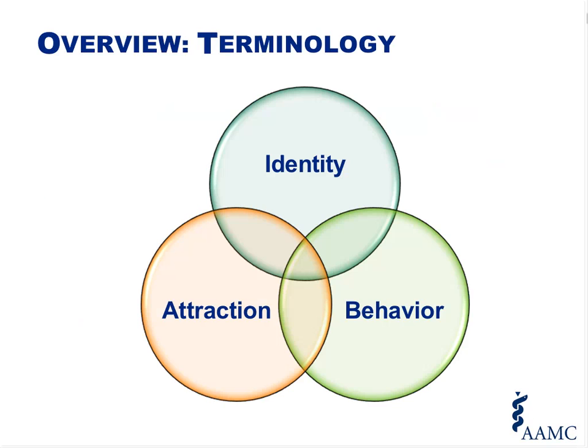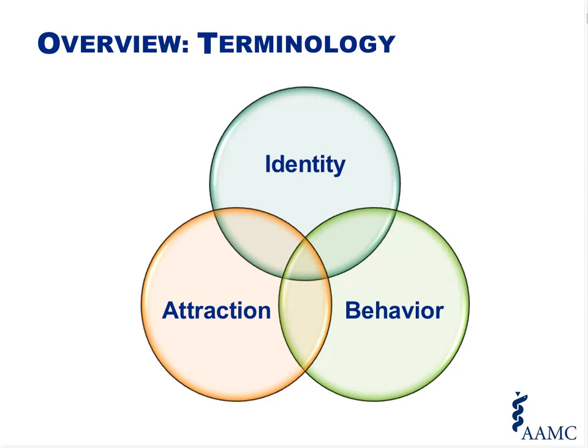So when we think about lesbian, gay, bisexual, and transgender populations, I think we all have a general idea of what it means to have a lesbian, gay, bisexual, or transgender identity. But clinically speaking, it's important to take a step back and think about what these concepts mean to a patient. And in that setting, we have to think about three things. We need to think about identity, attraction, and behavior.